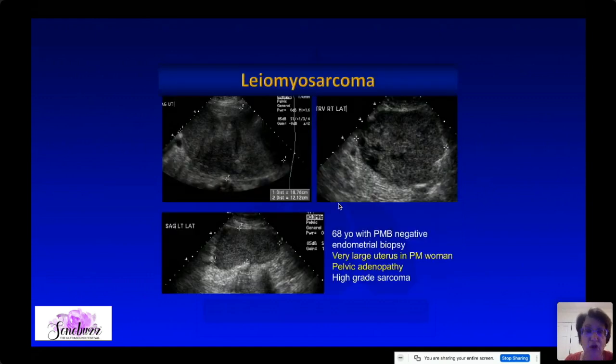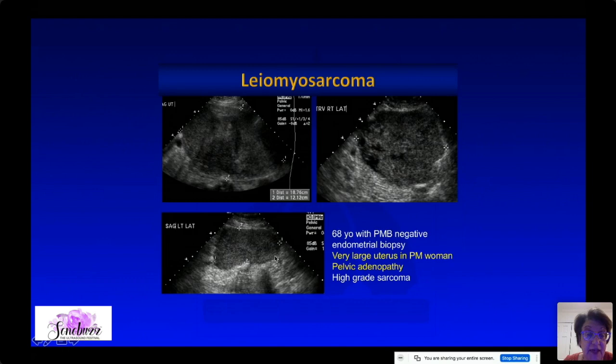So I'll just show you a couple of examples. This was a very large uterus, almost 19 centimeters, in a 68-year-old woman who had postmenopausal bleeding and a negative endometrial biopsy, because of course it wasn't the endometrium that was affected. And she had this very large heterogeneous uterus. But what we saw in addition to this is this left inguinal region mass here.